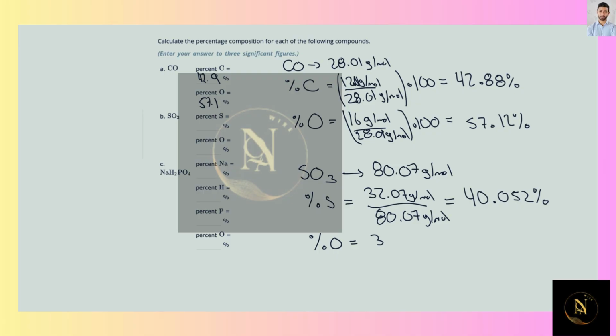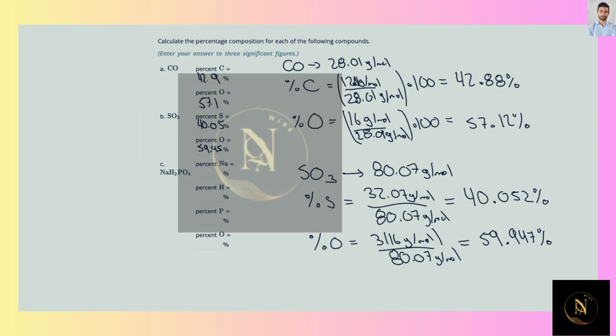In the case for oxygen, what we're going to have is 3 times, because we have 3 oxygen atoms, 16 grams per mole, divided by the total molecular weight, which is 80.07 grams per mole. And this is going to give us the value of 59.947%. If we round this up to 3 significant figures, well, actually it should be 40.05, because in this case it is quite close enough, and 59.95%.